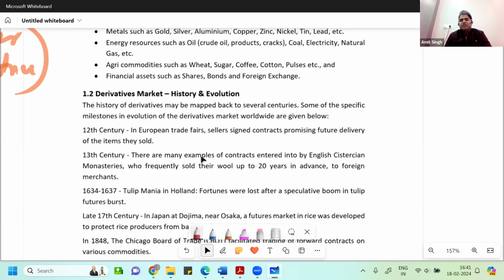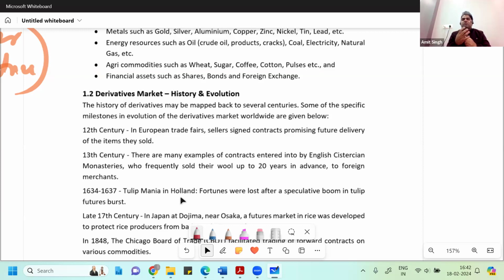Then in the 13th century, they have given a scenario where English monasteries used to sell their wool for 20 years in advance to foreign merchants. Then in 1634 to 1637, there was the tulip mania crisis. It happened in Holland, where the way we perceive gold and real estate right now as the next bubble, or the next thing which can never fall down, the same thing was happening in Holland or Netherlands during that era. And that actually led to the tulip mania crisis.